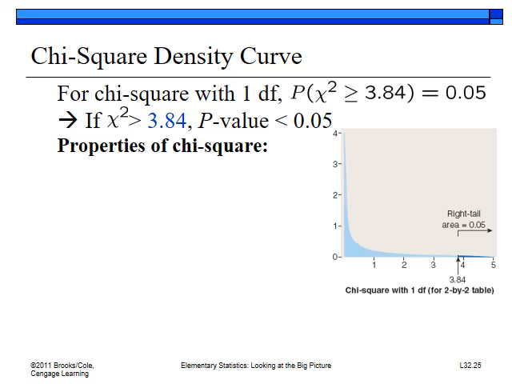Remember the properties of the distribution, we can see them on display here. It's non-negative. There are no possible negative values for chi-squared. The mean is the number of degrees of freedom. In this case, it's 1.